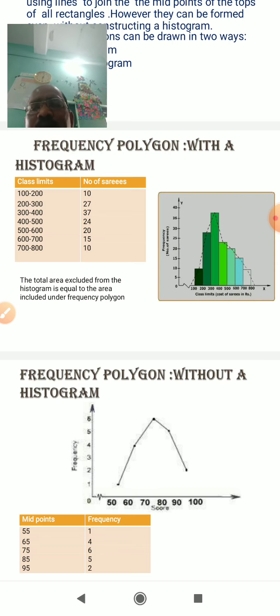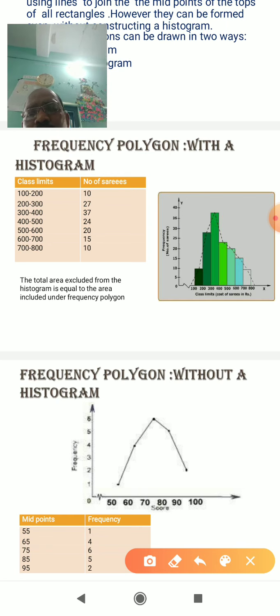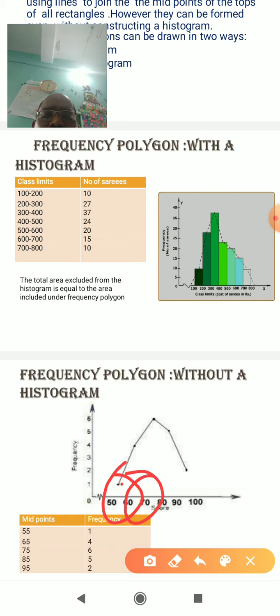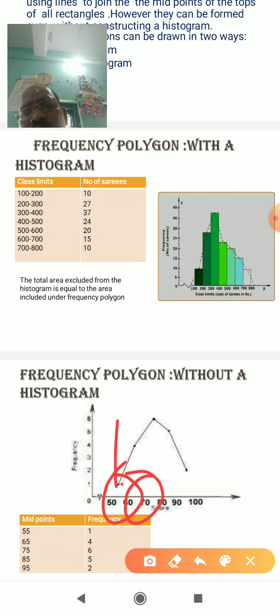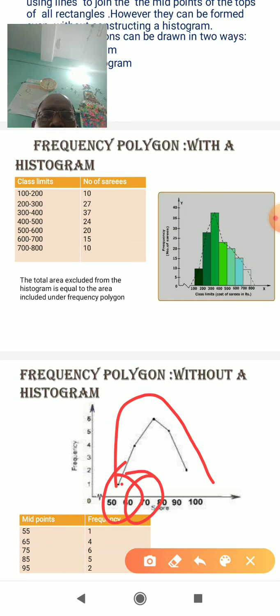We only have to show the midpoints. The midpoint of 50 to 60 is 55, 60 to 70 is 65, 70 to 80 is 75, 80 to 90 is 85, 90 to 100 is 95. We should not draw the histograms; you only draw the frequency polygon through the midpoints. This is the frequency polygon without histograms.